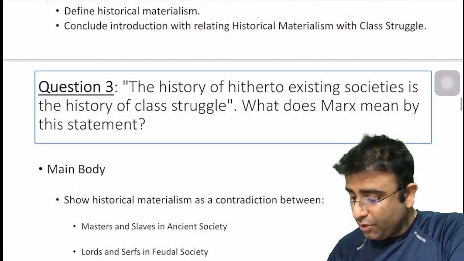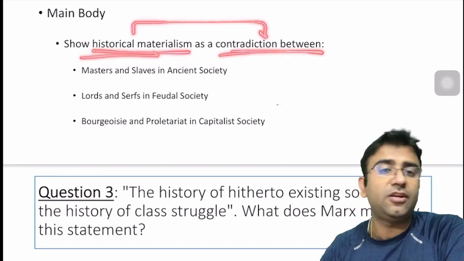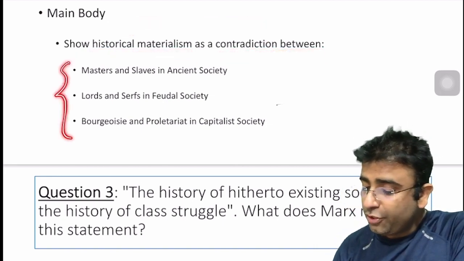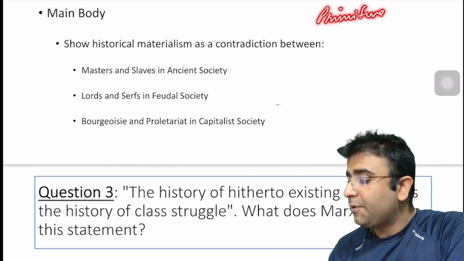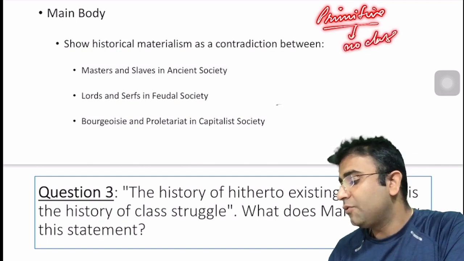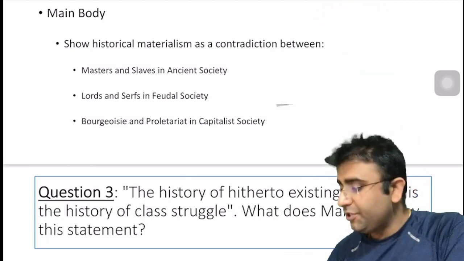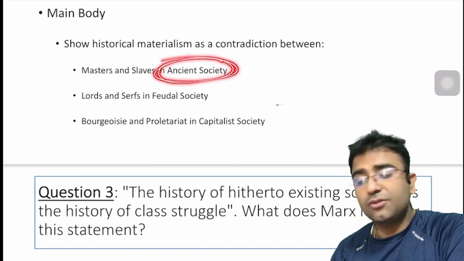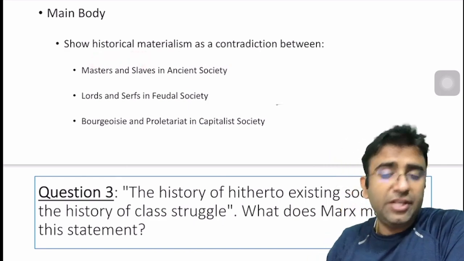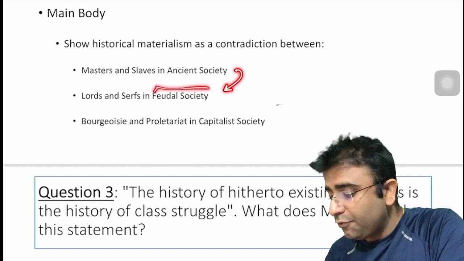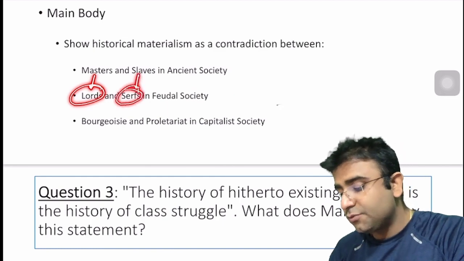In the main body, you are going to show how historical materialism resulted into contradiction between the different classes. You will say that the history of mankind starts from the primitive societies. In the primitive society, there was no class, and because there was no class, there was no conflict. But as economic conditions grew, as technology grew, the first class-based society emerged in the form of masters and slaves. Masters and slaves had mutual contradiction between each other. The society further developed into feudal society with emergence of new forces of production where the masters were replaced by lords and slaves were replaced by serfs.